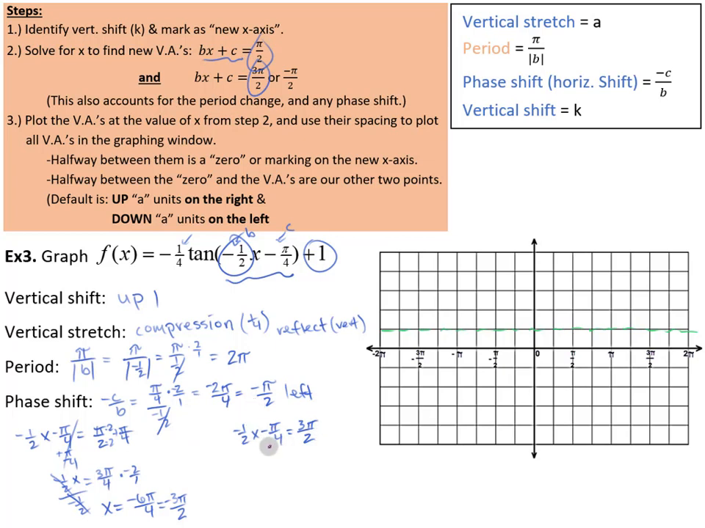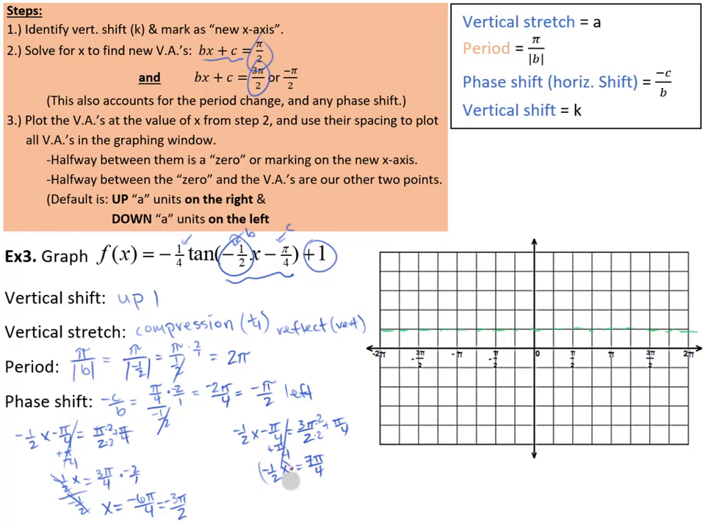Let's do the math over here as well. Add a pi fourth. Now we're going to need common denominators again, so let's double this top and bottom. So 6 pi fourths plus 1 pi fourth would be 7 pi fourths.